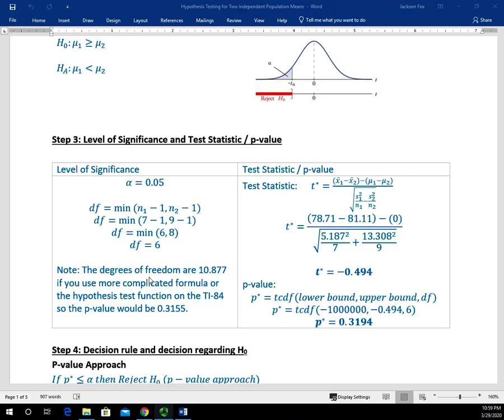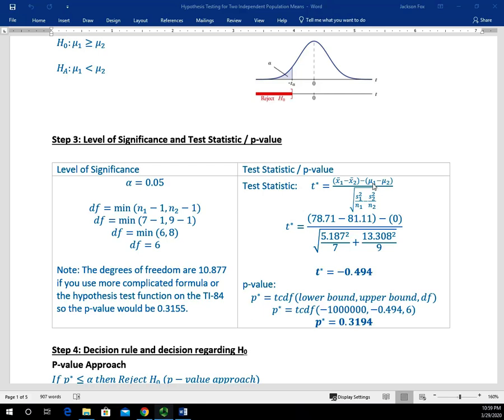Just a note, if you were using your calculator for this problem, you would get 10.877 degrees of freedom. That would be the degrees of freedom from using that approximation formula that I showed above, that we won't use if we're doing this with hand calculations, okay? Now our test statistic, we're going to compare the sample statistic, which is the difference between the two means, to the difference between the two population means, okay?